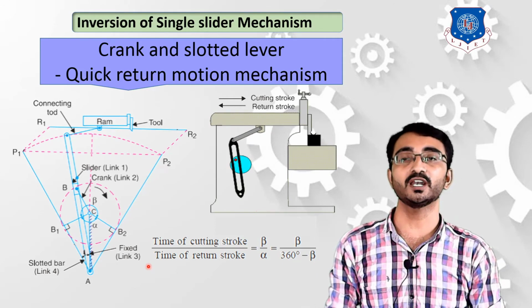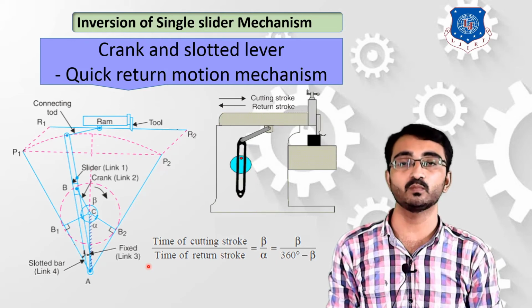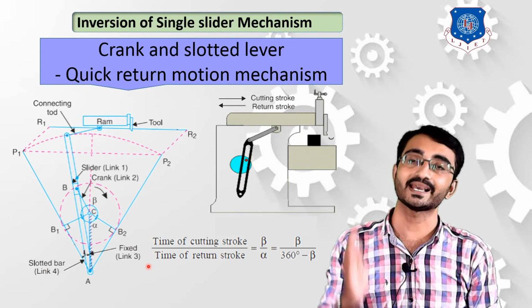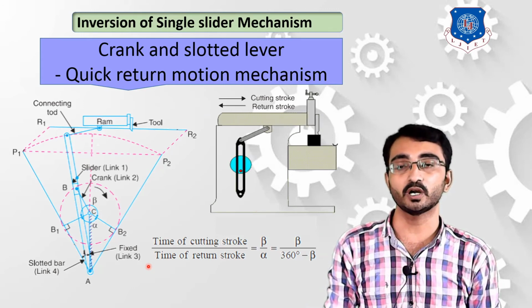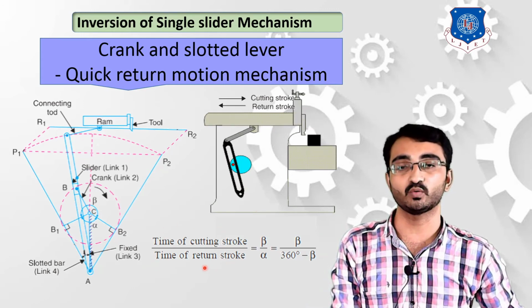So this is all about the crank and slotted lever quick return motion mechanism. Sometimes in the exam they will ask to calculate the ratio of cutting time to return time, so at that time you have to use this equation.